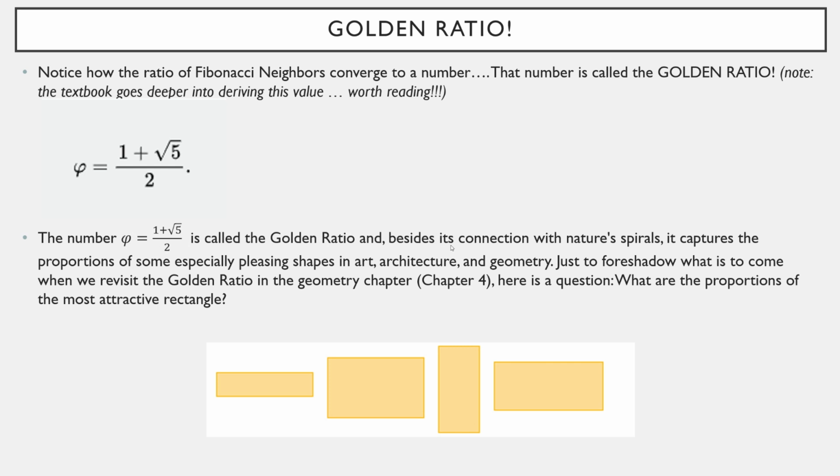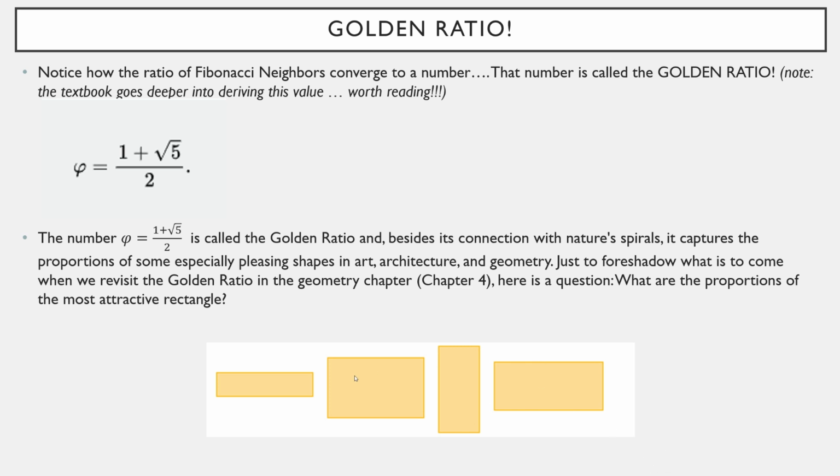And besides its connections to nature's spirals, it captures the proportion of some especially pleasing shapes in art, architecture, and geometry. So just to foreshadow what's to come, we're going to revisit this golden ratio when we get into the geometry chapter 4.